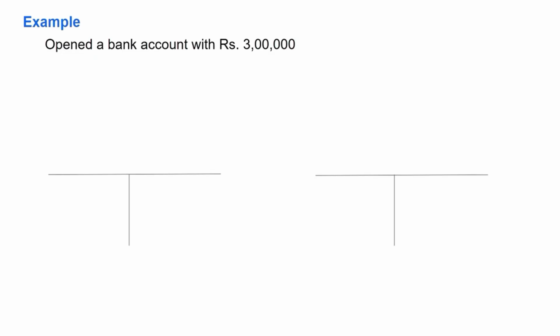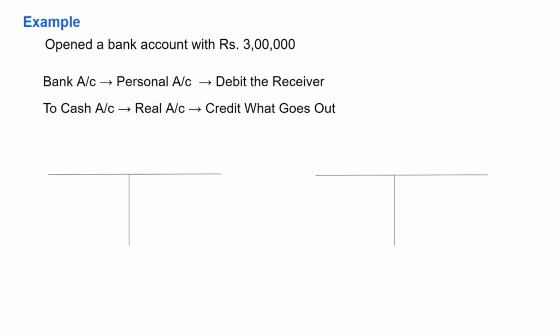Always follow the flow. So it is bank account. Bank is a personal account. Debit the receiver. And cash is real account. So credit what goes out. So we record it as bank account and cash account. Bank account debit side 3 lakh rupees and cash account credit side rupees 3 lakh.